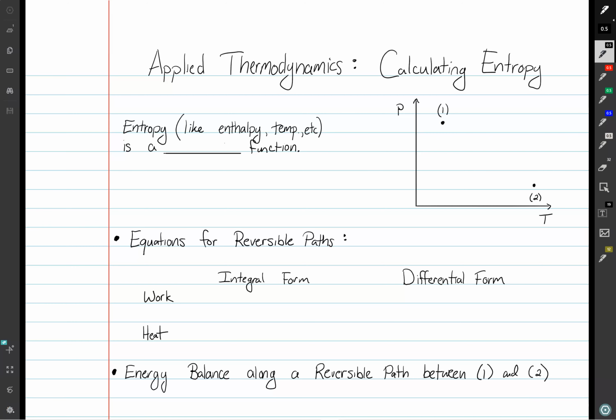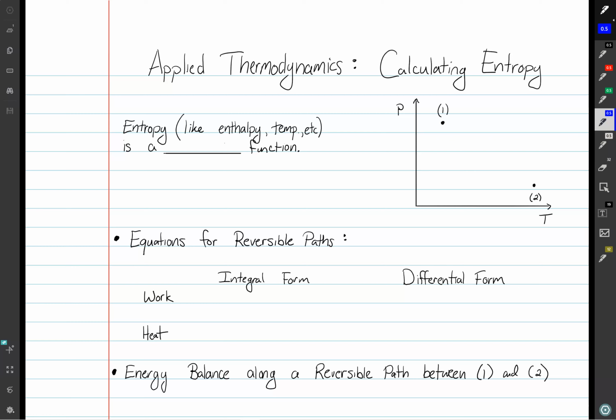Welcome to this video. In this video, what we're going to do is start talking about some of the mathematics of actually calculating entropy values. Entropy is one of those weird things that you probably don't feel like you have a good grasp on. We've looked up numbers in tables. In this video, we're going to see how we calculate it for at least a couple of idealized systems.